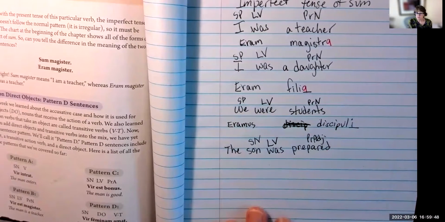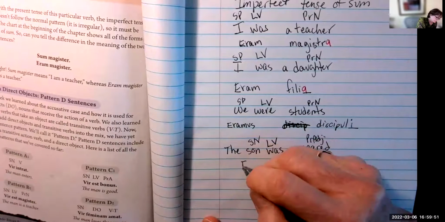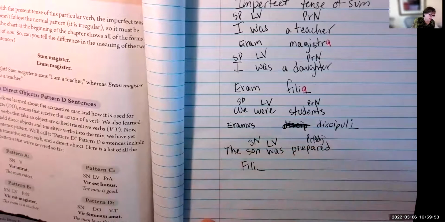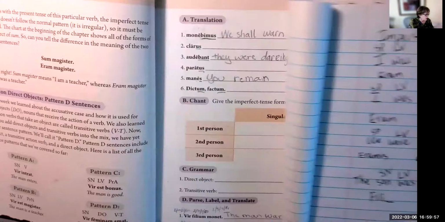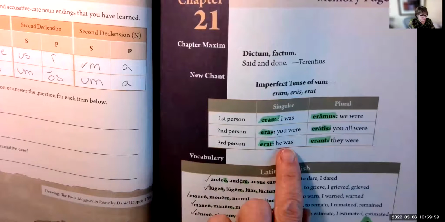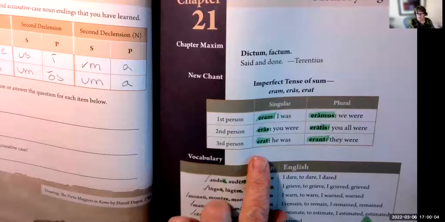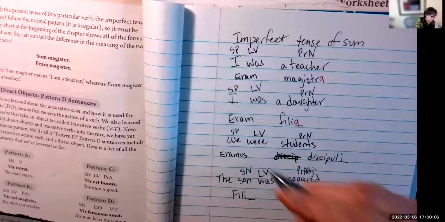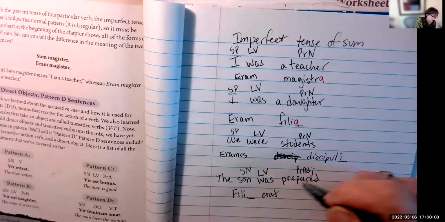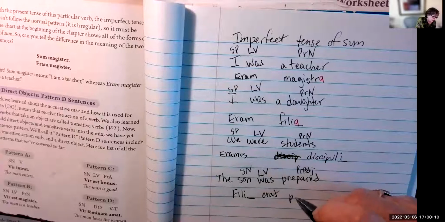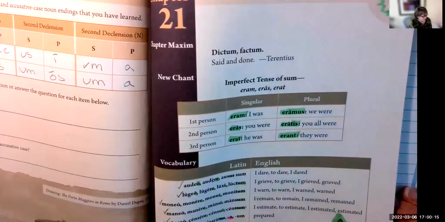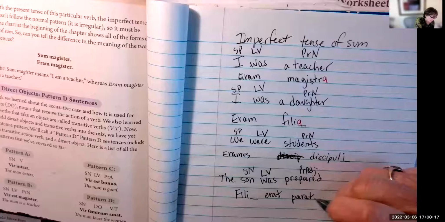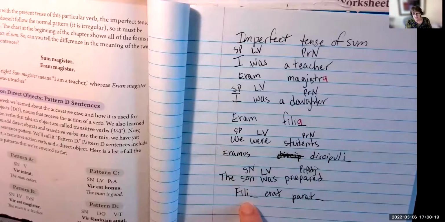Now we need stems. So what's the stem for son? F-I-L-I. I'm going to put a little dash there for the ending. What is "was"? Well, we just learned it. Was. So I'm going to replace "were" with E. So that's erat. All right, so I'm going to write that down. Erat. And prepared is P-A-R-A-T. What's the stem? That's it. And then we're going to have an ending that's going to match the subject.